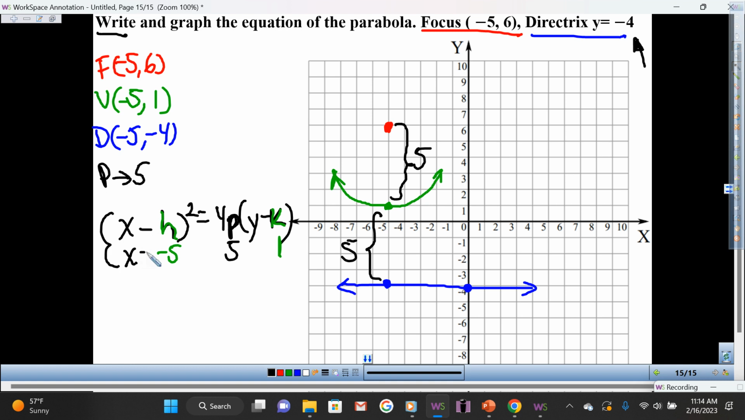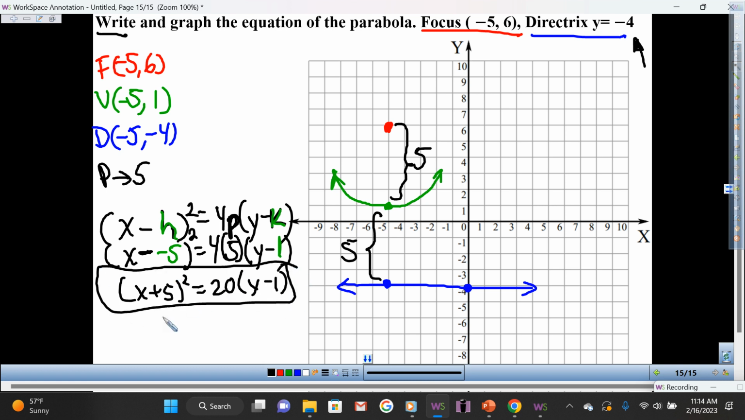Parentheses, x minus h, squared, equals 4, parentheses, to multiply times p, or 5, parentheses, y minus 1. Simplify, so this is (x plus 5) squared equals 20(y minus 1). This is our standard form equation for a parabola. Okay?